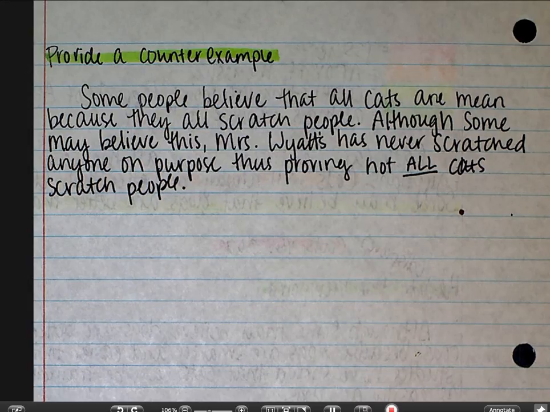No, thus is acting as a subordinating conjunction after the first clause. Proving. Oh, yeah, it does.